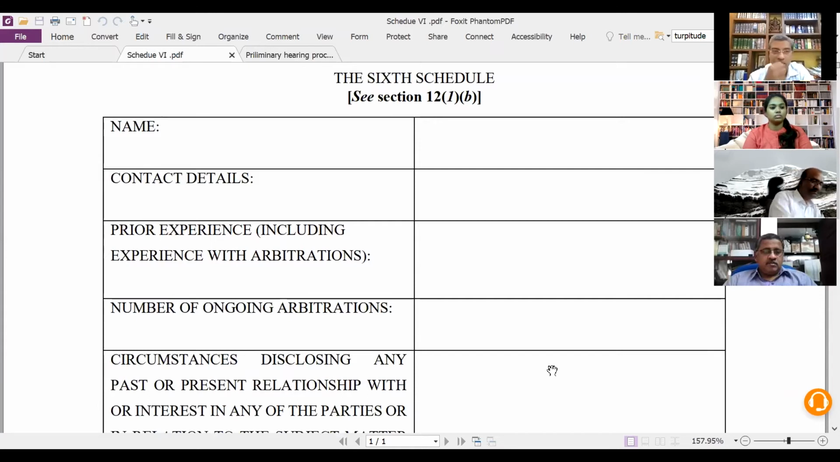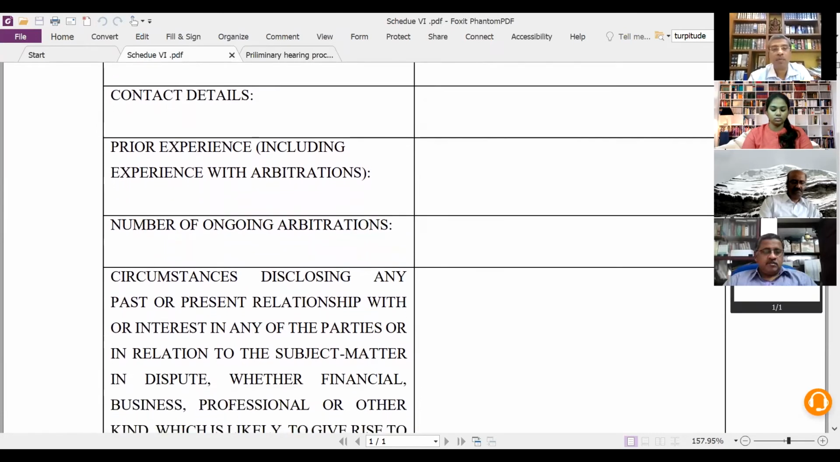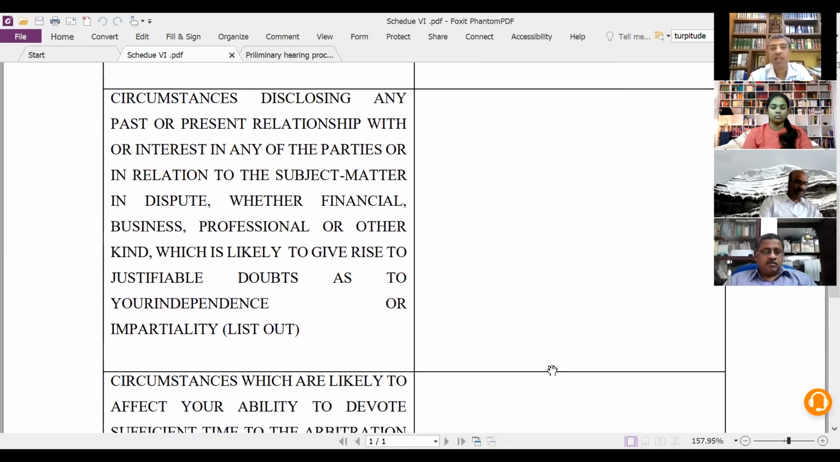First, the arbitrator has to give his name, his contact details, and prior experience, including experience with arbitration, and the number of ongoing arbitrations. Then, circumstances disclosing any past or present relationship with or interest in any of the parties or in relation to the subject matter in dispute, whether financial, business, professional, or otherwise, which is likely to give rise to justifiable doubts as to your independence or impartiality; list them out.